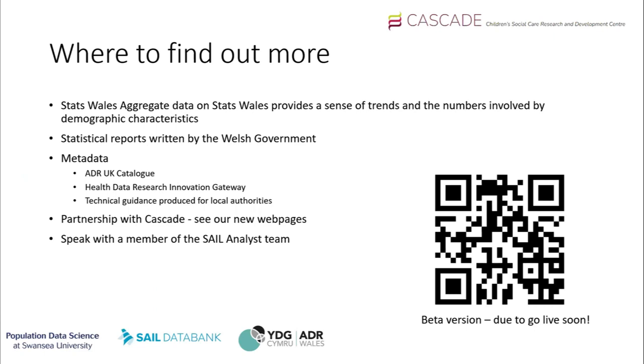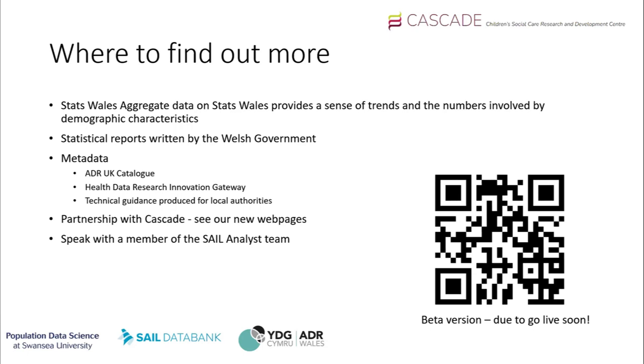So if you'd like more information, Stats Wales publish aggregate data, which provides, for example, information on the trends and the numbers involved by demographic characteristics. There are also statistical reports written and published by Welsh Government. In terms of metadata, I would refer you to the ADR UK data catalogue, and also, of course, the Health Data Research Innovation Gateway catalogue. And technical guidance is also produced for local authorities.